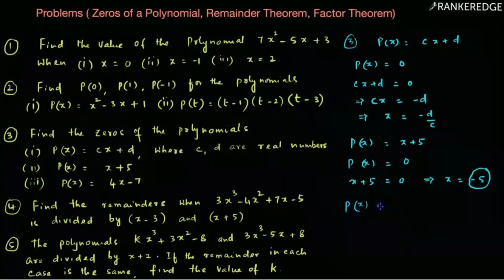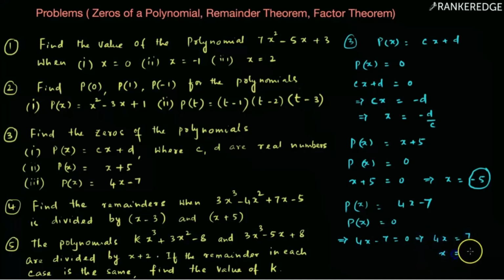Similarly, for p of x is equal to 4x minus 7, I will set this polynomial to 0 to find the 0 of that polynomial. 4x minus 7 is equal to 0. That implies 4x is equal to 7 and x is equal to 7 by 4. That is the 0 of this polynomial.